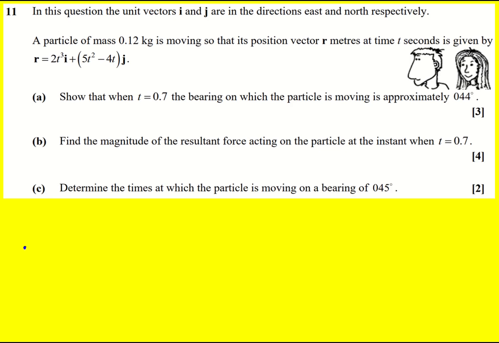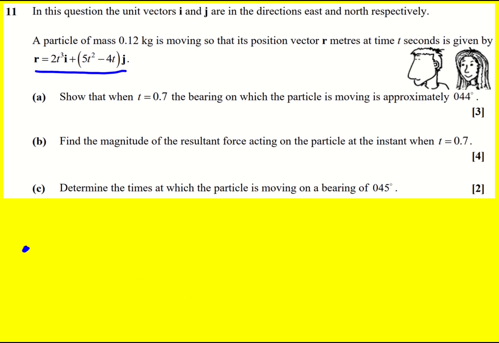I'm going to start this question by just drawing a diagram and explaining what's going on. It's not absolutely essential to do this, but I just want to give a bit of insight. So what we have here is a position vector. That means any point along it is described by a vector coming from the origin to the point.